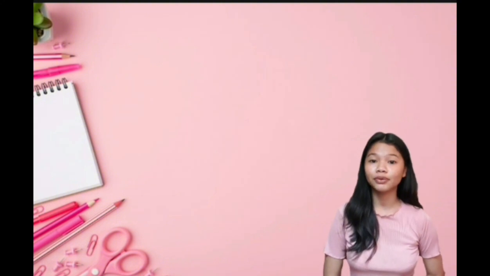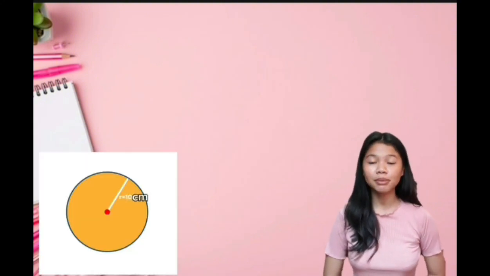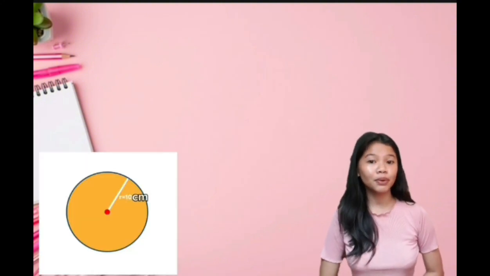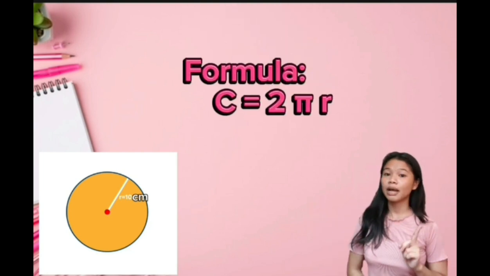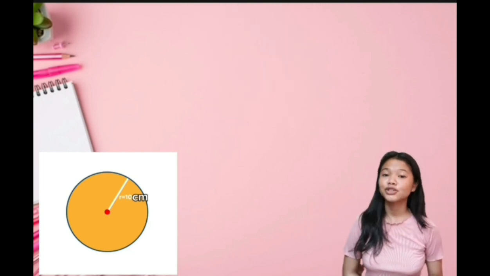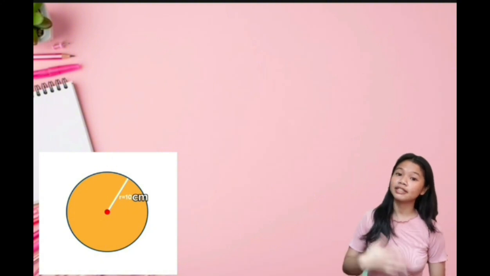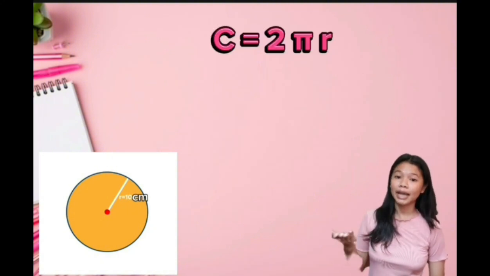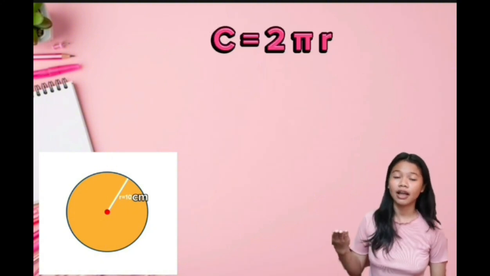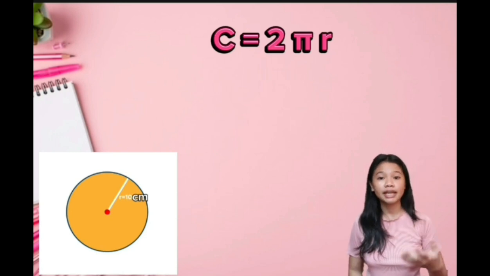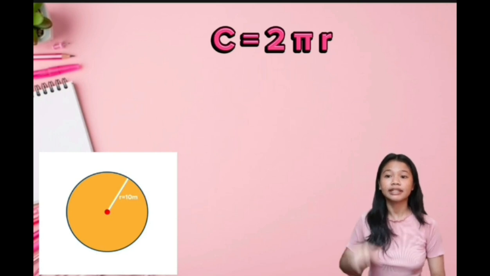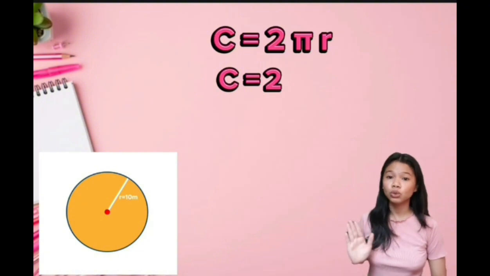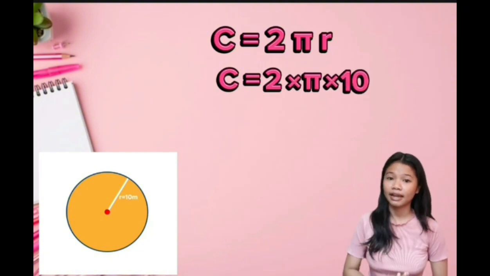We have a circle with a given radius of 10 cm. For our formula, we will use C equals 2 pi r. The first step is to write the formula: C equals 2 times pi times r. After that, we replace the r with the number value, which is 10. So we can write C equals 2 times pi times 10.